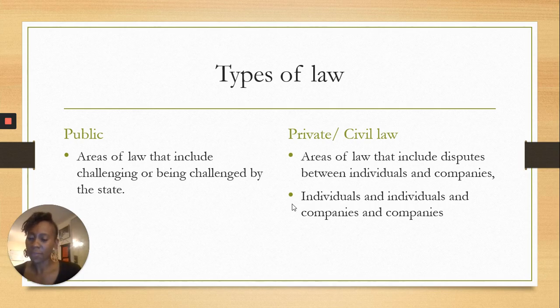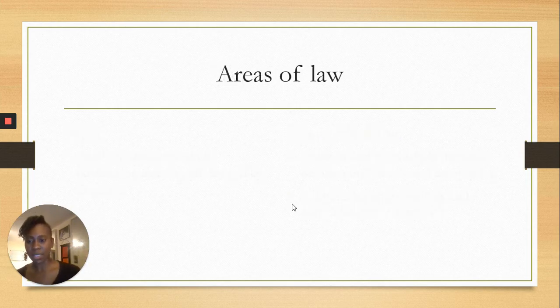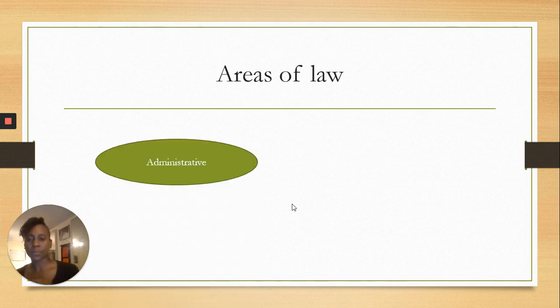So if we look at public law, I would say public law is concerned with challenging or being challenged by the state, or maybe just challenging the state, right? And you'll see what I mean later on. And private law is concerned with disputes between individuals and companies, individuals and individuals, and companies and companies. This is private or civil law. So now our next thing is to try and fit the different areas of law under either public or private. And let's do that together.